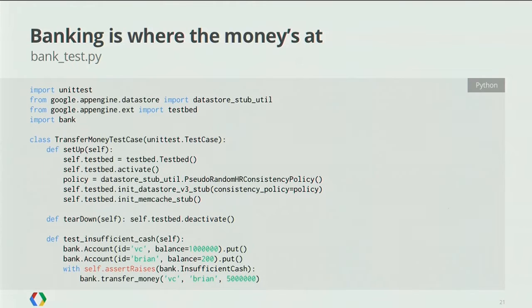Basically, I create and store two bank accounts, one for the VC, which has $1 million in it, and one for me, which has $200 in it. And then this next line is kind of interesting. This is a Python 2.7 testing feature. It means the following code, the code within this with block, I expect it to raise the insufficient cash exception. If it raises that exception, it's working as intended, and if it doesn't raise that exception, it's not working as intended. And then I transfer the money from the VC account to Brian's account, but I want $5 million, not $1 million, which is all they have, so it fails.